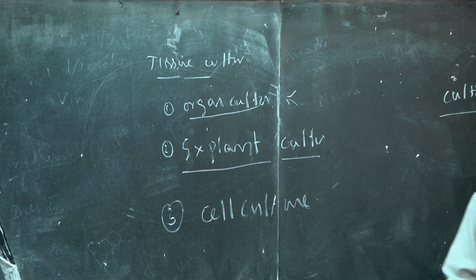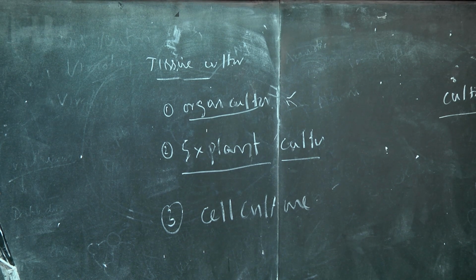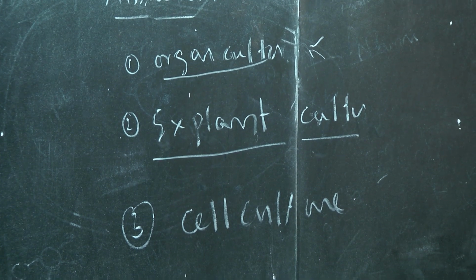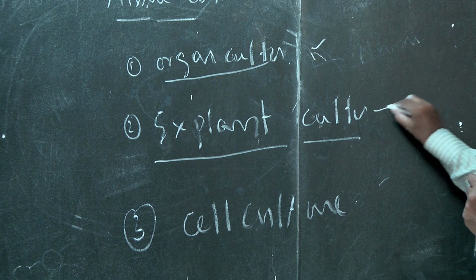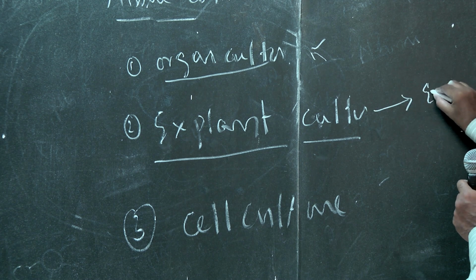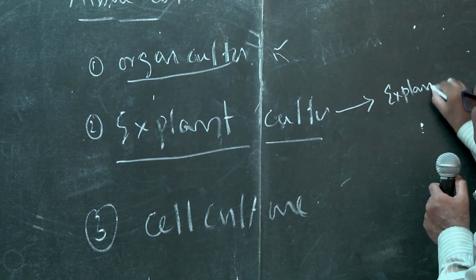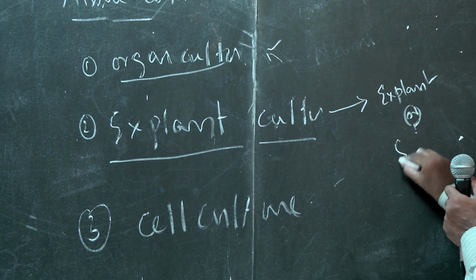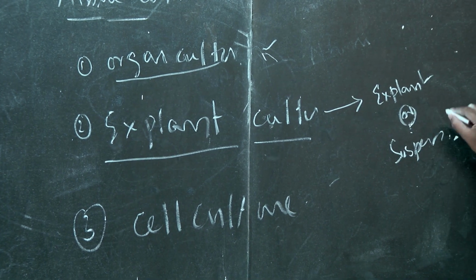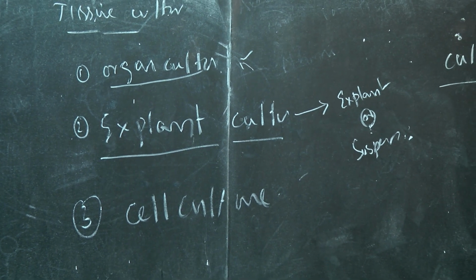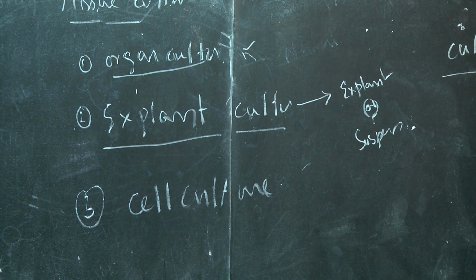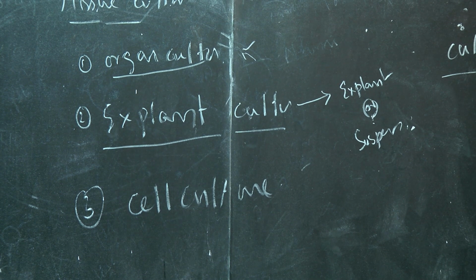Then comes the explant culture. This explant culture is the first and earliest used medium for virus culture. Here a specific tissue is taken and rinsed, made into an explant, or it could be made into a suspension, and it is used for the growth of specific viruses. For example, there are certain viruses which grow better in certain tissues. For example, in explant culture, an adenoid tissue is taken.